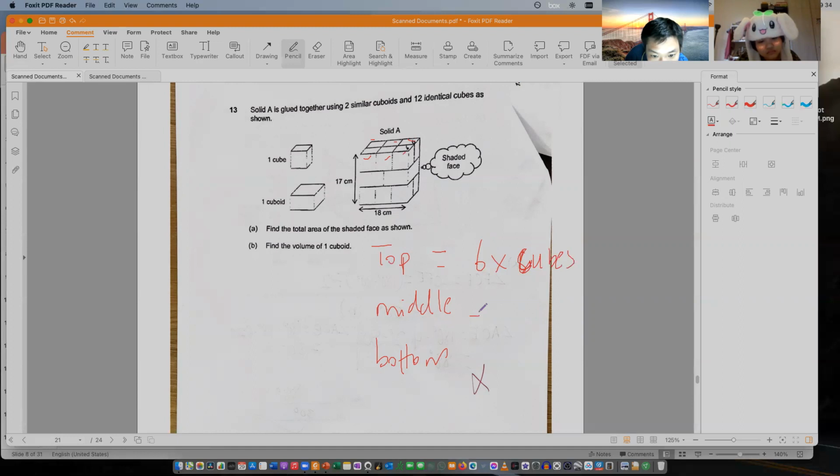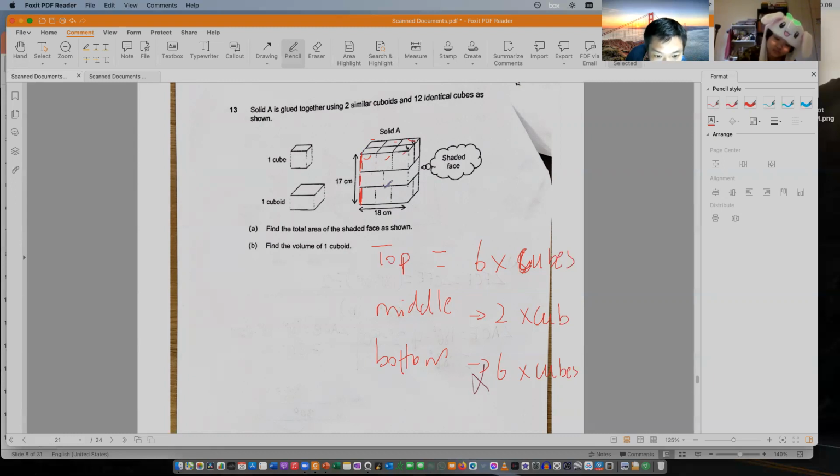And then for the middle layer, I guess it's made up of 2 cuboids. And then of course the bottom is also another 6 cubes. So once you get this done, then, you understand? So quite simple. So this is this one, and this one.